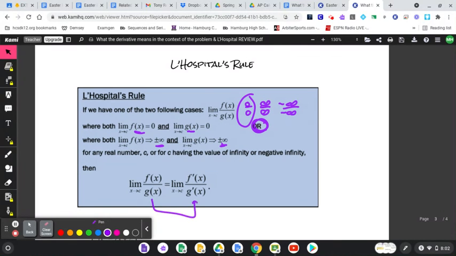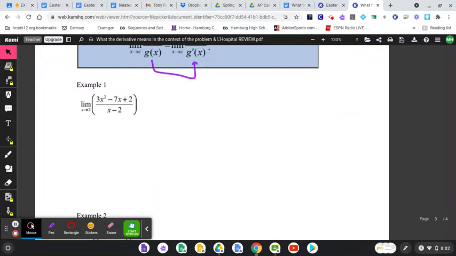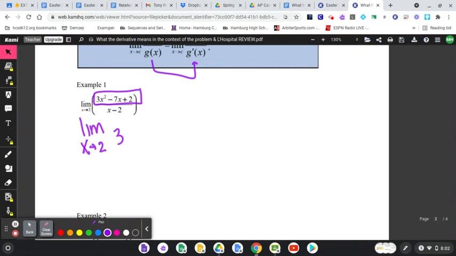You just derive the bottom and derive the top. But don't forget, we have to show these two steps according to the AP, and that's kind of our big setback or dilemma on some of these. So let me just run through example 1. I'm going to take the limit as x approaches 2 of just the numerator. So I've got 3x squared minus 7x plus 2. And I'm going to take the limit as x approaches 2 of just the denominator.